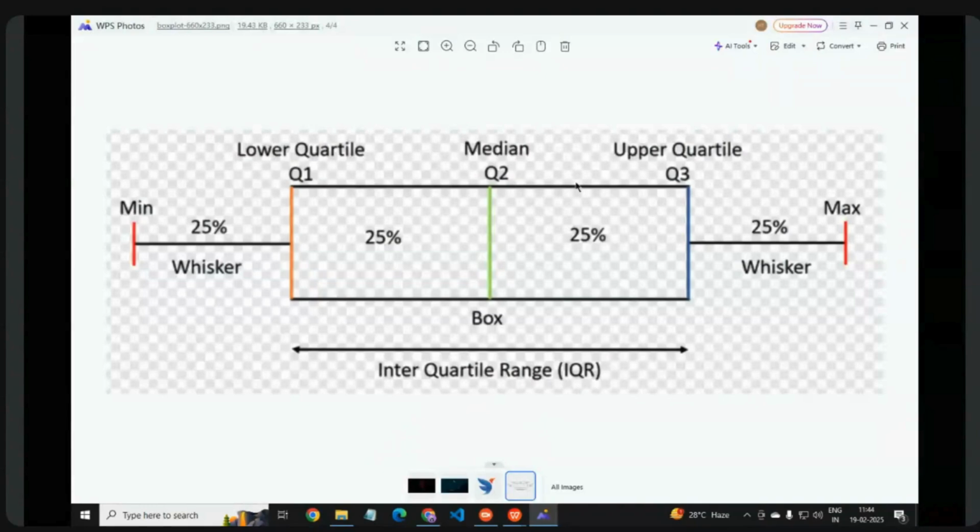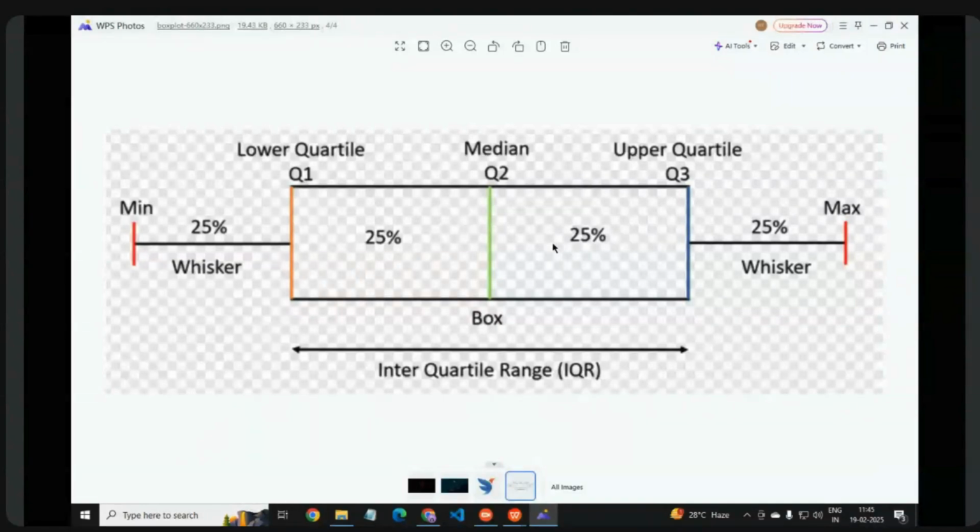See, this is called a box plot. This is the diagram of a box plot. A box plot identifies the quartiles, median, and outliers. Any value present outside the max is known as an outlier. Any value less than the minimum also comes under outliers. Do you understand this, guys?